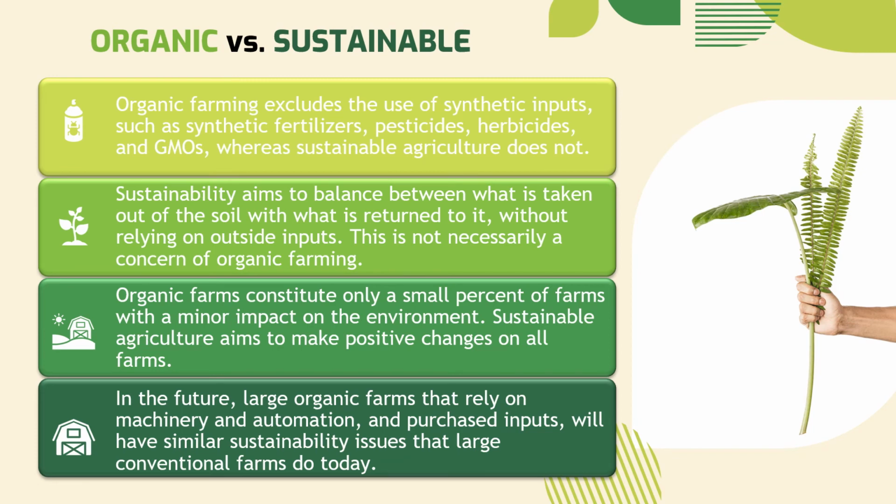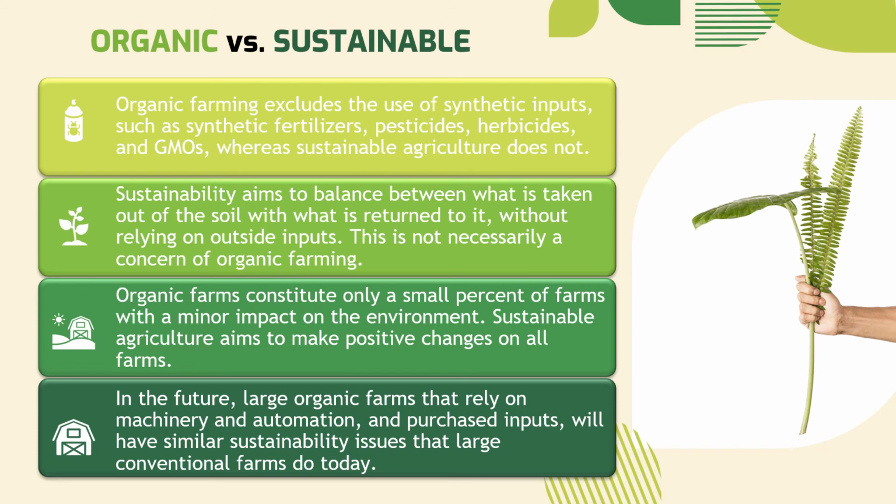Now that we have seen sustainable agriculture, let's compare it to organic agriculture. Organic farming excludes the use of synthetic inputs such as synthetic fertilizers, pesticides, herbicides, and GMOs, whereas sustainable agriculture does not.